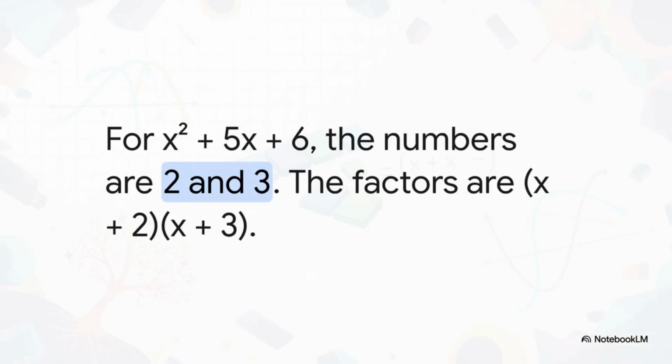Let's try one. For x squared plus 5x plus 6, what two numbers multiply to 6 and add up to 5? Take a second. You got it? It's 2 and 3, right? Because 2 times 3 is 6, and 2 plus 3 is 5. So our factors are just x plus 2 and x plus 3.